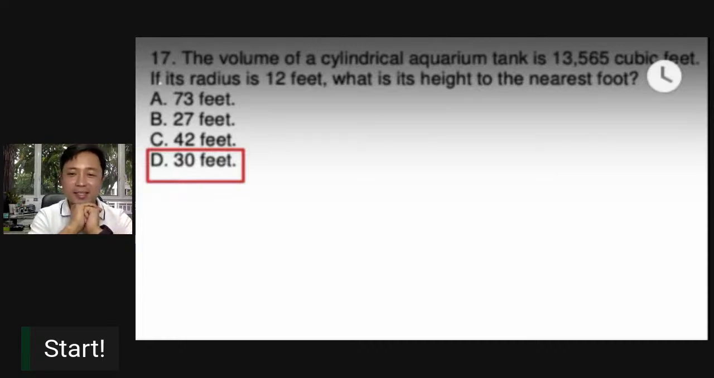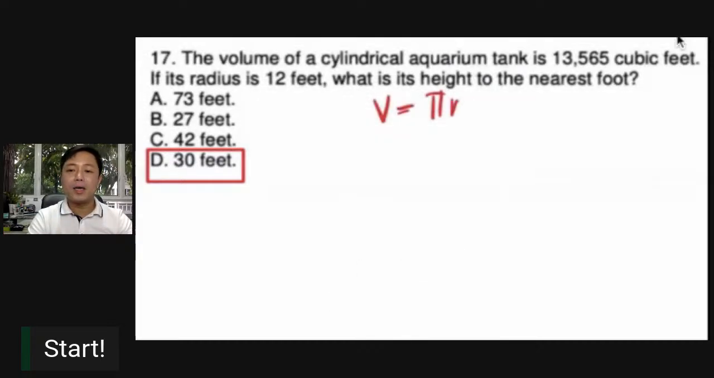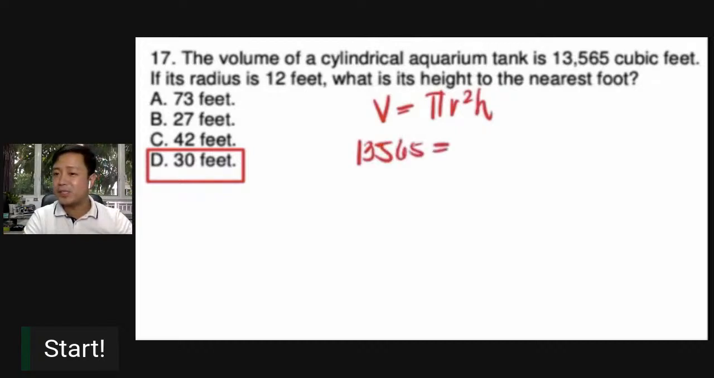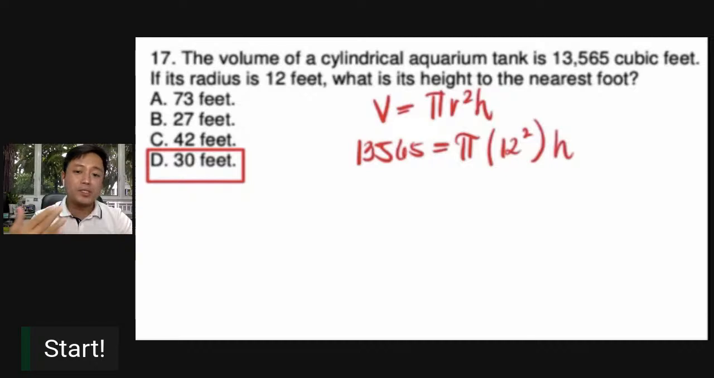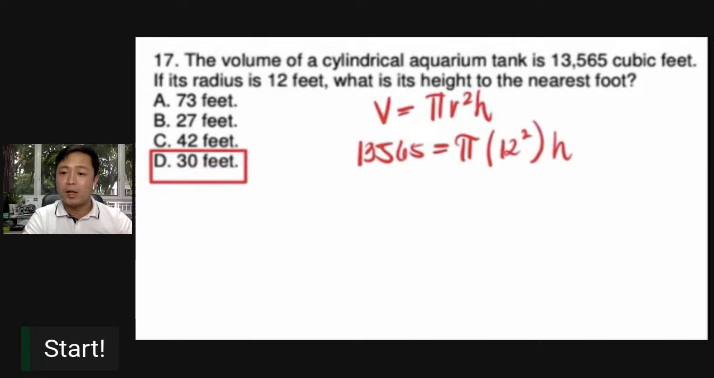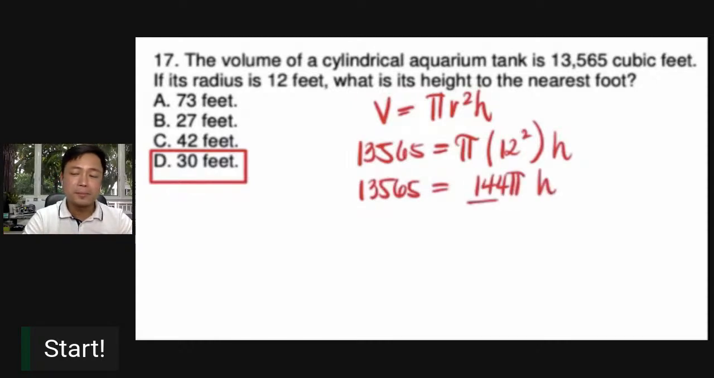It's only 15 seconds. But for the volume of a cylinder, make sure, again, you write down this formula for the volume of a cylinder. The formula is pi r squared height. So the volume is 13,565 cubic feet. And the radius is 12, so we need to do 12 to the second power. 12 to the second power means 12 times 12, which is 144 pi. This one requires a calculator. It's a large number.